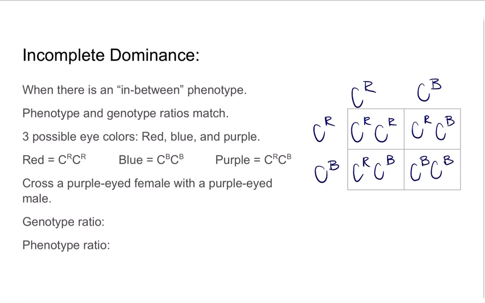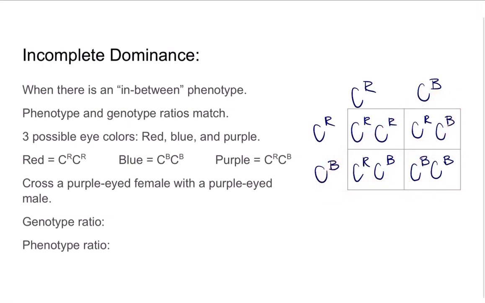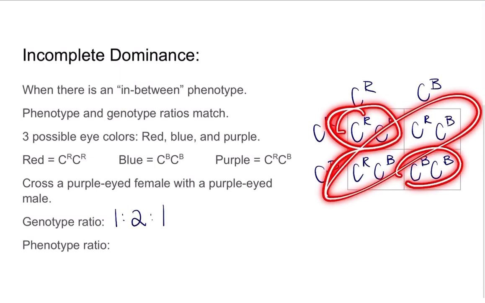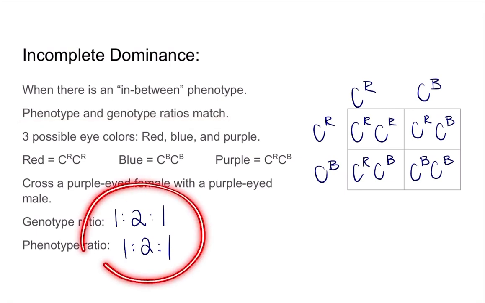And the genotype ratio, as you can see, is going to be 1 to 2 to 1, because you're looking for which letters are the same in the genotypic ratio. So 1 to 2 to 1. And your phenotypic ratio, we've got 1 red, 2 purple, and 1 blue. So it's also 1 to 2 to 1. And like we said earlier, if it's incomplete dominance, your phenotype and genotype ratios are going to match. And they do.